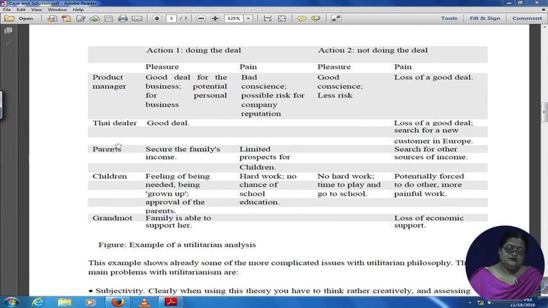For doing the deal, for the children, the pleasure part is the feeling of being needed, being grown up. The pain part is hard work and no chance of school education. Not doing the deal means no hard work, and time to play and go to school. The pain part is that they are potentially forced to do other painful work. For the grandmother, doing the deal means the family is able to support her. And not doing the deal could mean loss of economic support.